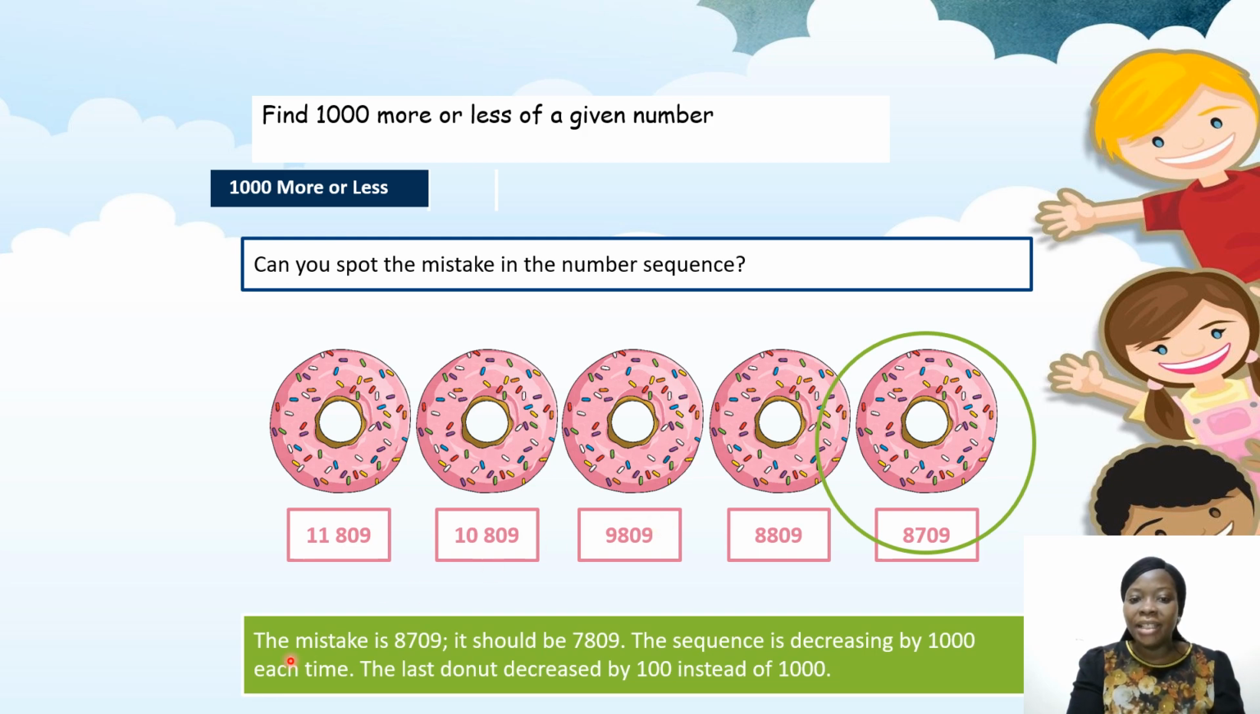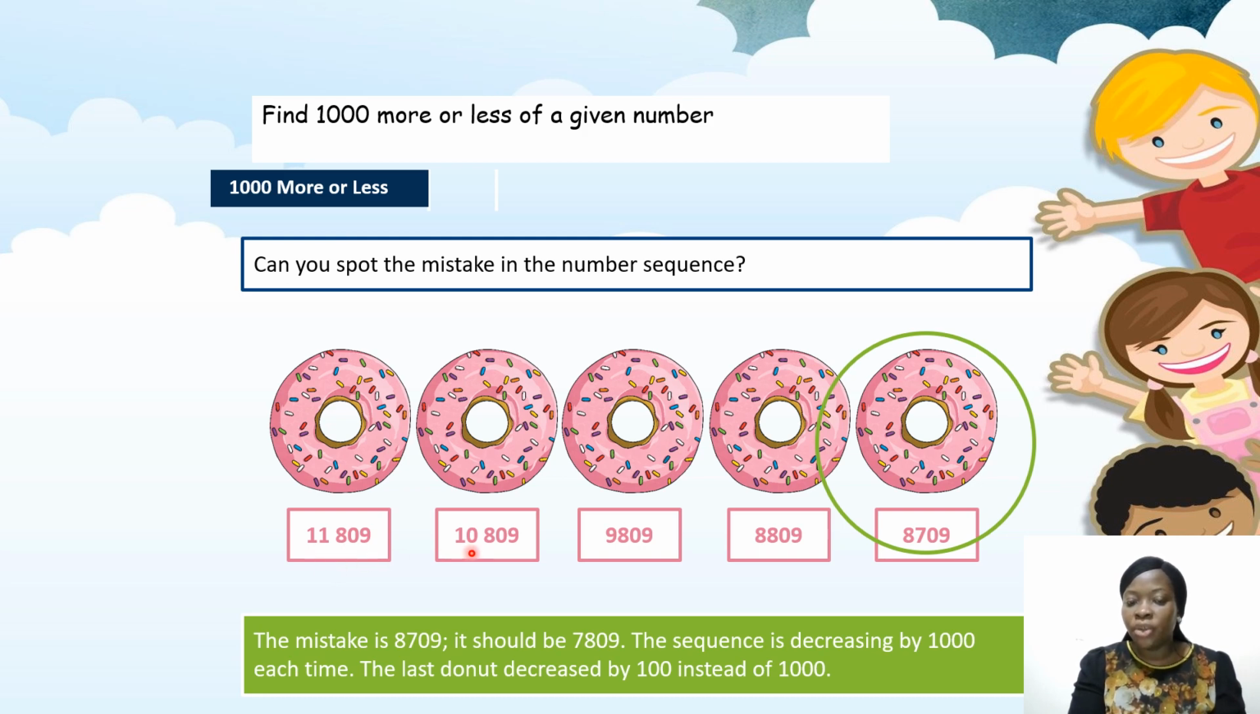Welcome back. The mistake is the 8,709. Why? It should be 7,809. The sequence is decreasing by 1,000 each time. The last donut decreased by 100 instead of 1,000. When we are looking for 1,000 less of the number, it is the thousands number that always changes. The rest of the number remains the same.